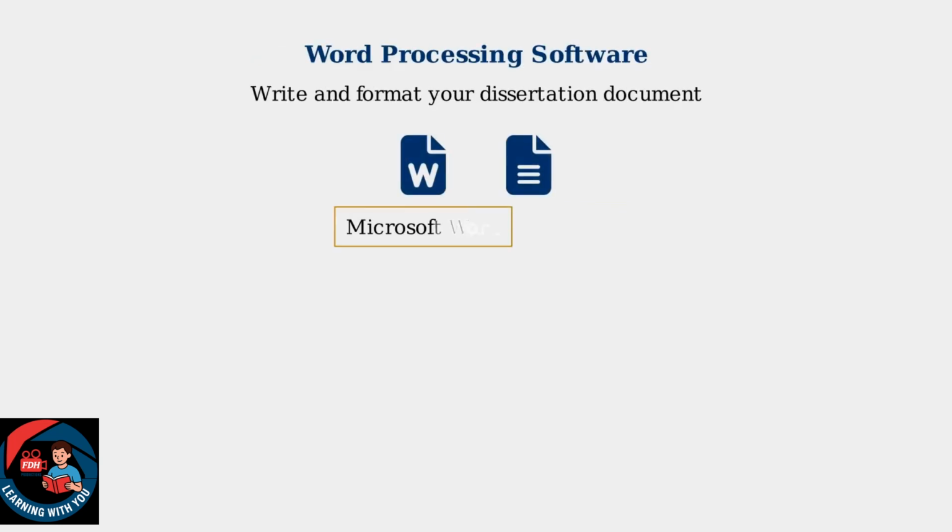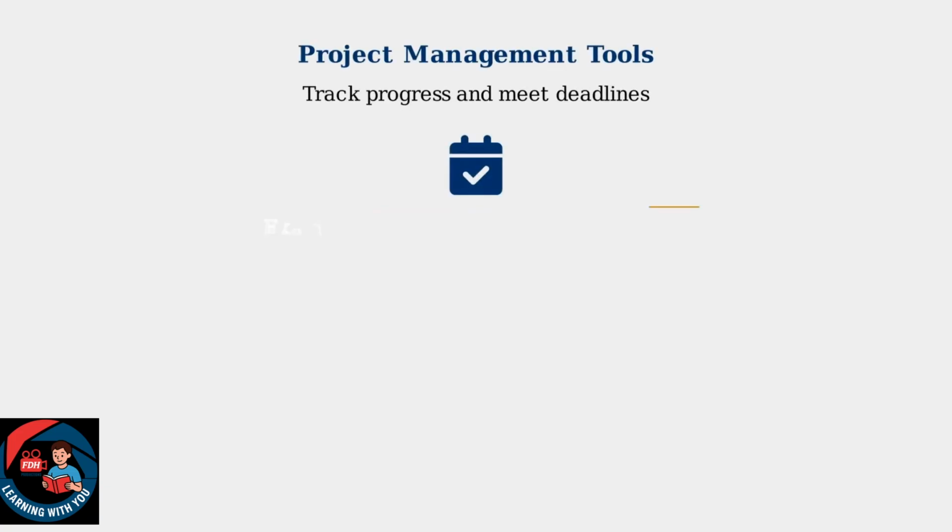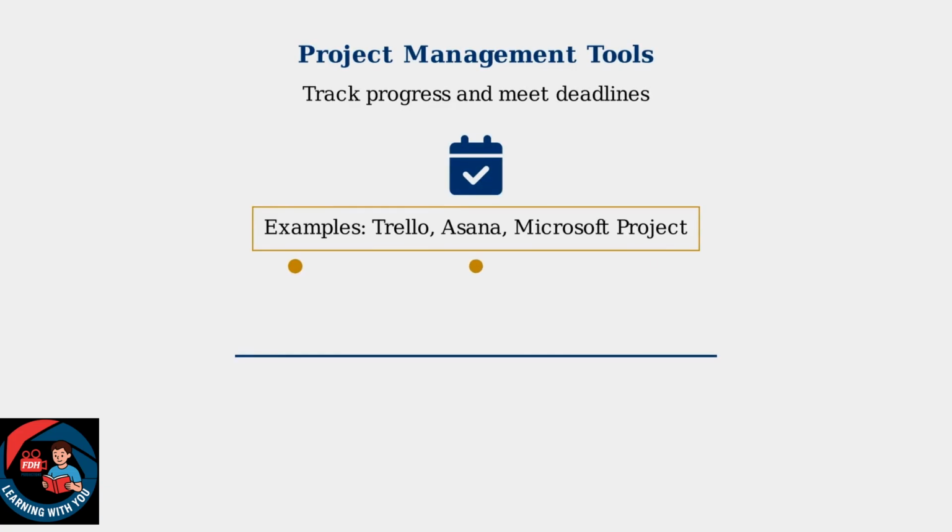Word processing software provides the platform for writing and formatting your dissertation. Microsoft Word and Google Docs are excellent choices with advanced formatting capabilities. Project management tools help you track your dissertation progress, set deadlines, and stay organized throughout the writing process. Tools like Trello, Asana, and Microsoft Project can break down your work into manageable tasks.